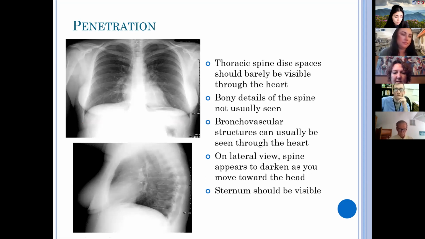You can see the bronchovascular structures through the heart, and you can see that through here. You can see this vasculature. And on the lateral view, the spine should darken as you move towards the head. And you can see that it gets more white as you move towards the head. You should be able to see the sternum on the lateral view, and you can see this area right here. This up here, this is all soft tissue density, breast and arms that you can see.